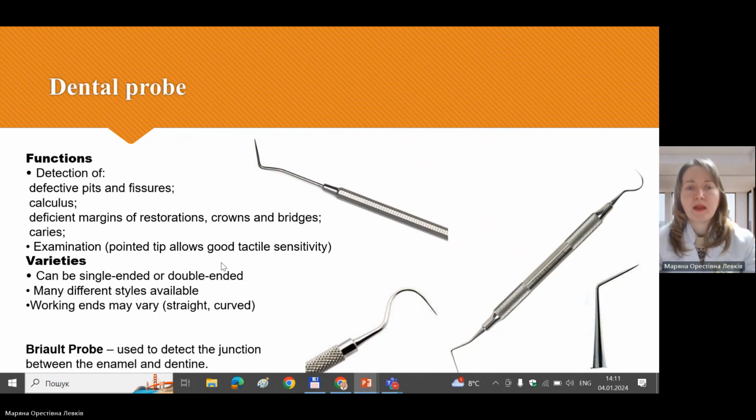Dental probe. This instrument as well belongs to the set of examination instruments, and its function is to provide detection of defective pits and fissures, to look for calculus, deficient margins of restorations, crowns and bridges, and caries, to do examination, because the pointed tips of the probe allow good tactile sensitivity. Varieties: it can be a single-ended or double-ended instrument. Many different styles are available. It can be a straight probe or it can be curved. The railed probe is used to detect the junction between the enamel and dentine.